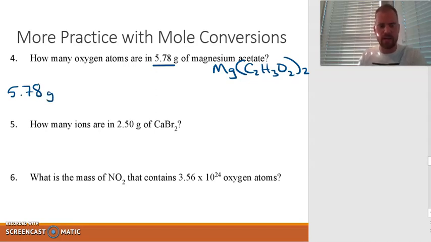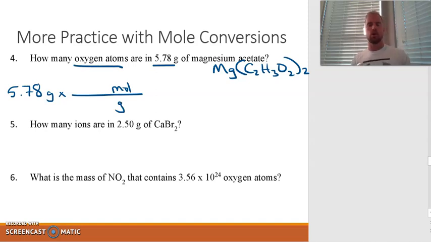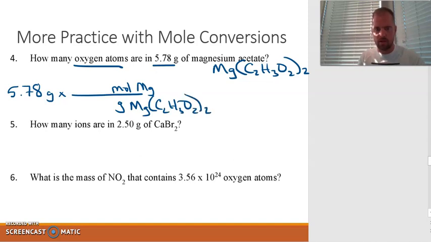So we have 5.78 grams. First thing I want to do is convert from grams to moles, because once I'm in moles, I can then get to particles. So 5.78 grams, we are looking specifically at magnesium acetate, Mg(C2H3O2)2. I need to get better at writing the whole thing out, and there's a reason why I do that, even though it's a pain in the butt, I know. Okay, so 1 mole, how much does that whole thing weigh?